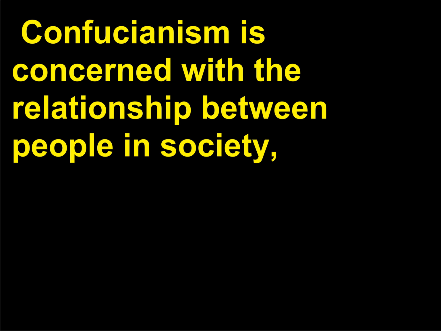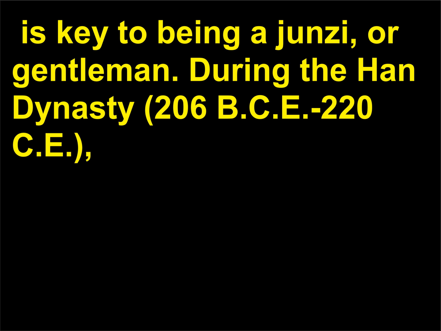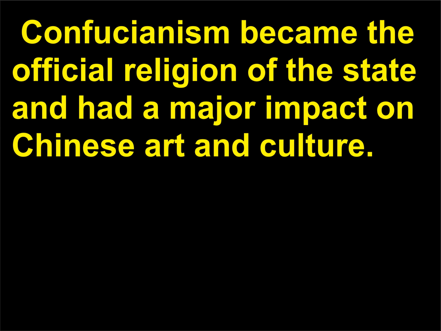Confucianism is concerned with the relationship between people in society, including relationships with ancestors and even the emperor. The virtue of human-heartedness, called Ren, is key to being a junzi, or gentleman. During the Han Dynasty, 206 BCE–220 CE, Confucianism became the official religion of the state and had a major impact on Chinese art and culture.